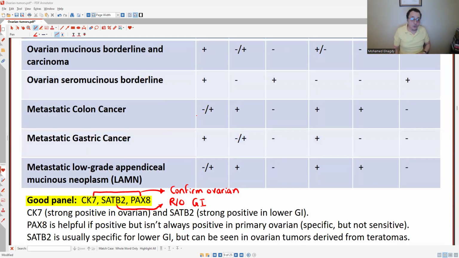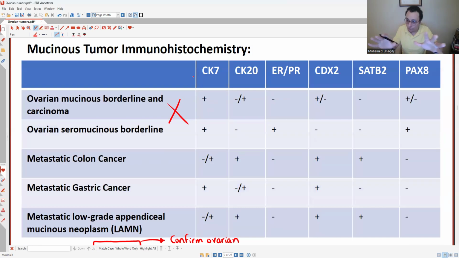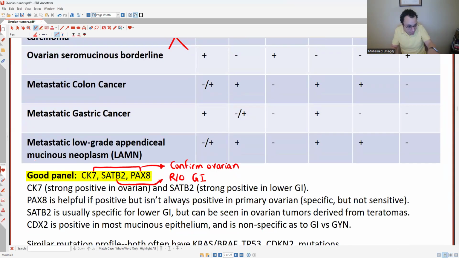They might ask you, what's a good panel you can order in order to rule this out by IHC? Don't even bother looking at this table. This table will make you confused. Look down there. This is the good panel. Highlight it. CK7, SATB2, PAX8. So you say we order CK7, PAX8, and SATB2.